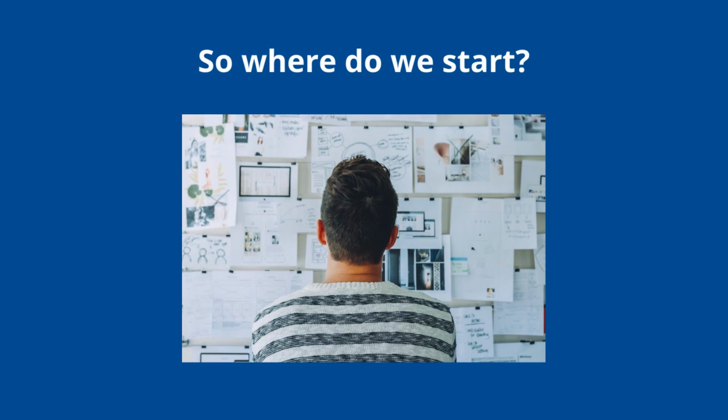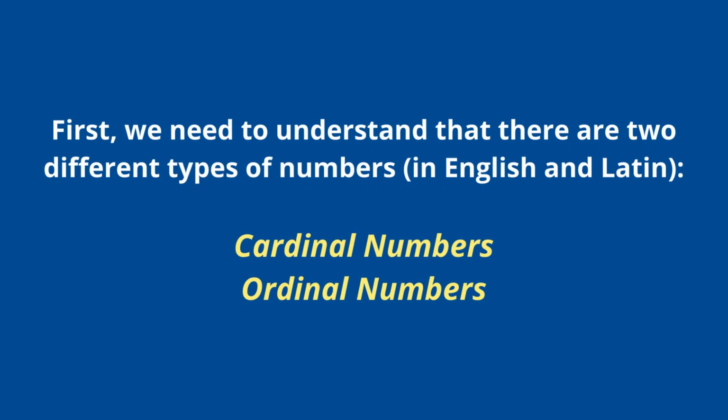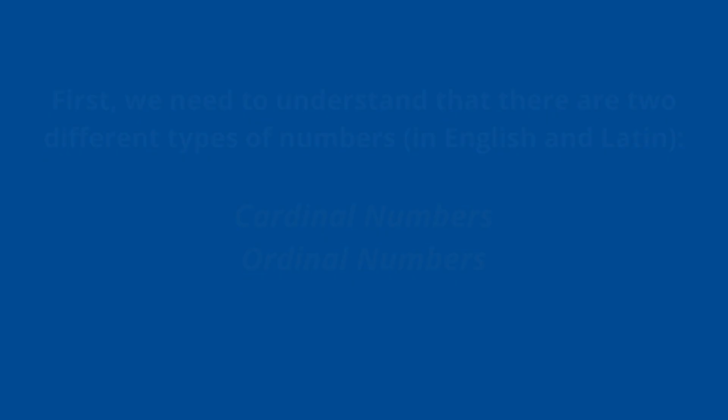So the question you want to ask is, where do we start, right? If it's so complicated, what are we supposed to do? Well, it's actually pretty easy. The first thing we want to think about is you have to understand that there's 2 different types of numbers in English and in Latin, right? There's cardinal numbers and ordinal numbers. So we're going to look at each one to understand what they mean.